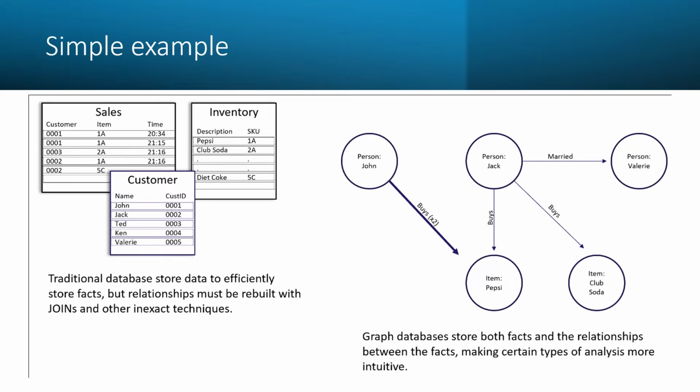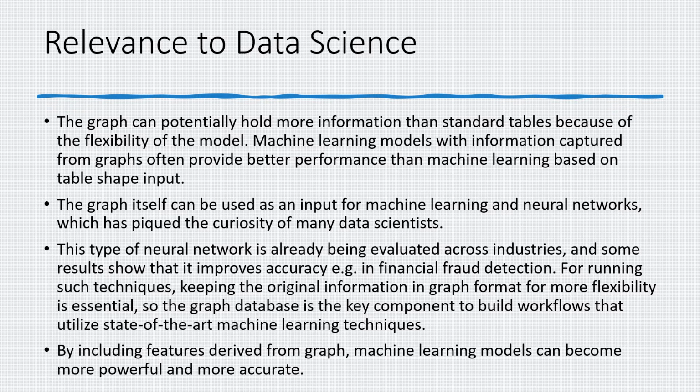So I will be explaining a simple example. Traditional databases store data to efficiently store facts, but relationships must be rebuilt with joins and other inexact techniques. Graph databases store both facts and the relationships between the facts, making certain types of analysis more intuitive.